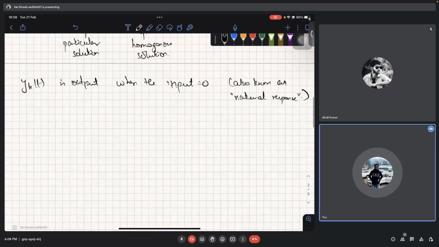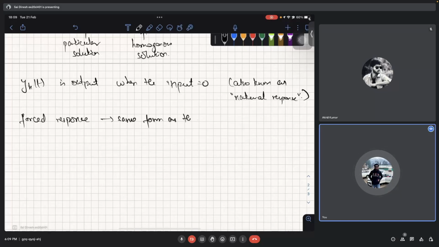A common particular solution: what we first hypothesize is a forced response, which has the same form as the input, right?